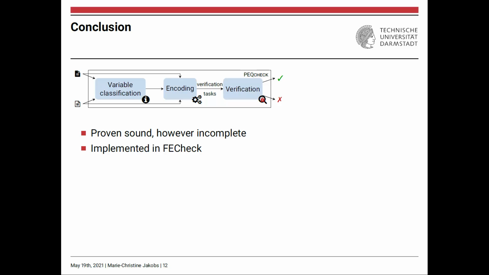The variable classification and the encoding component are integrated in the framework for equivalence checking, and for the verification component you can just choose an arbitrary verifier. Our evaluation demonstrated the feasibility of our PEGCheck approach, so we were able to correctly identify equivalent and inequivalent programs, and we also showed that localization is mostly beneficial, except for this one case we've seen in our evaluation.